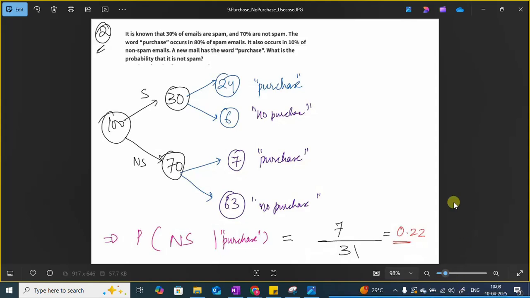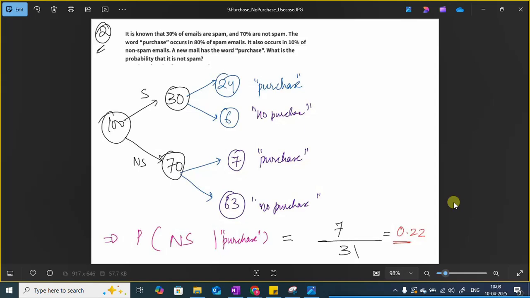Another use case. It is known that 30% of emails are spam and 70% are not spam. This is very simple. Try to compare with the previous one, that's why I'm explaining here. The word purchase occurs in 80% of the spam emails. It also occurs in 10% of the non-spam emails. A new email has the word purchase. What is the probability that it is not spam? Very simple. Let me read one more time.